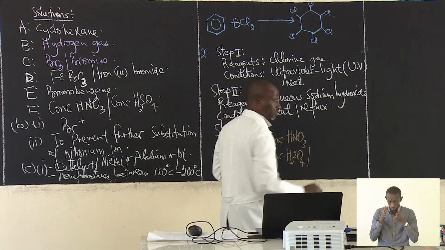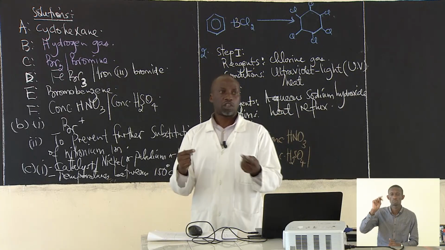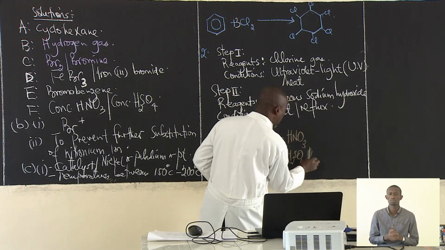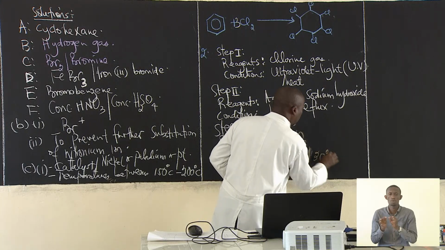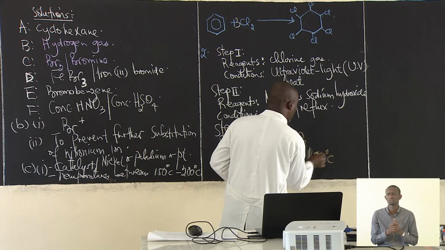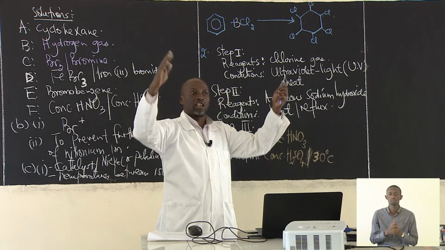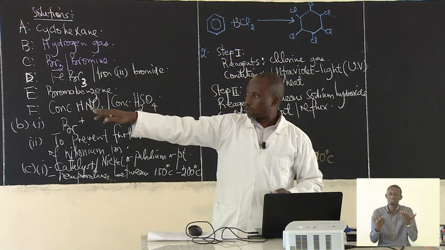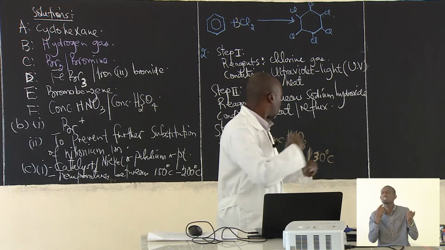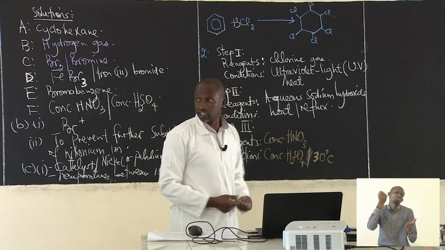And therefore, remember the temperatures. This is methyl benzene. We said this one takes place at around 30 degrees Celsius. So the temperatures are lower compared to nitrating the benzene. Benzene is around 50. Why? Because methyl benzene is electron donating, so the nitration becomes much easier.